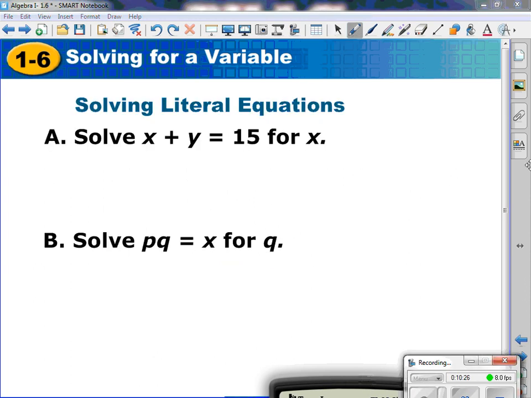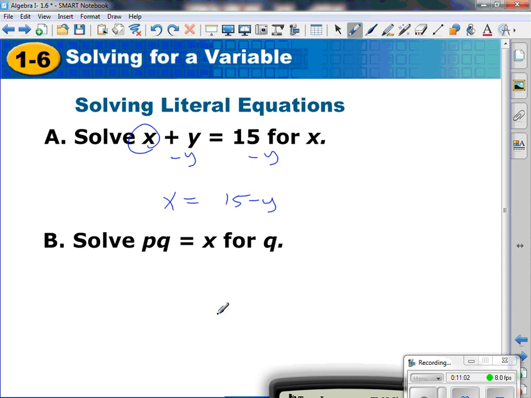Our first problem, x plus y equals 15 for x. What am I trying to solve for? X. So I'm going to circle my x. That's what I have to get by itself. What needs to move? How do I move that y? Why do you subtract y? Since it's positive y, subtract y. X equals 15 minus y. Done. These are actually easier because you don't have to do any math. It's just moving things around.